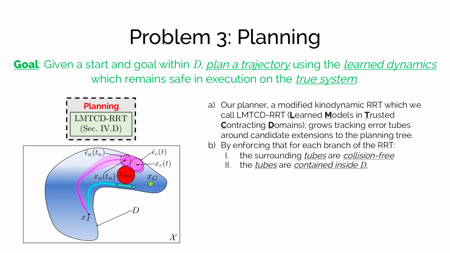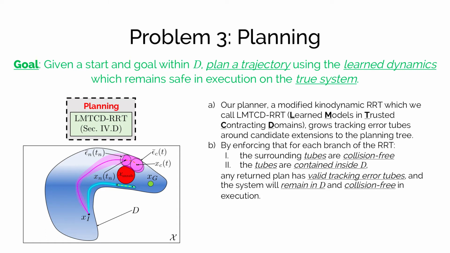This ensures that the tracking tube is in fact valid, since outside of D, our bounds are not verified and may end up underestimating the true tracking error. If these conditions hold and a plan is found, the system, in execution, will remain within D and collision-free when tracking a trajectory that is planned using this approach.